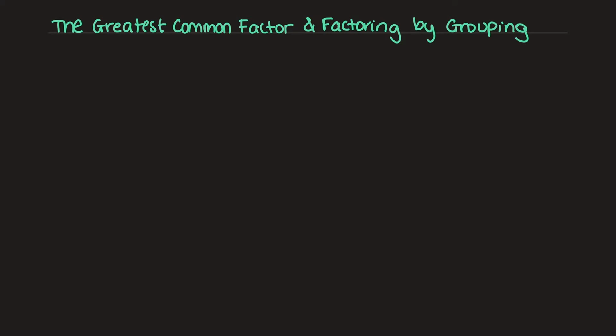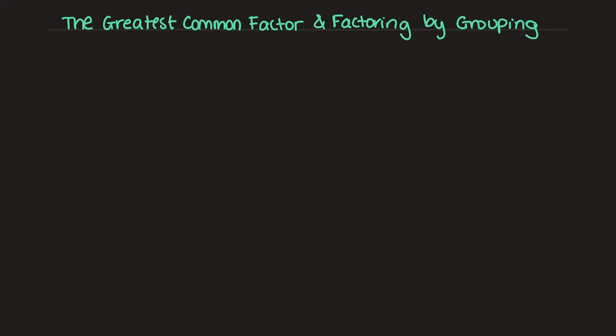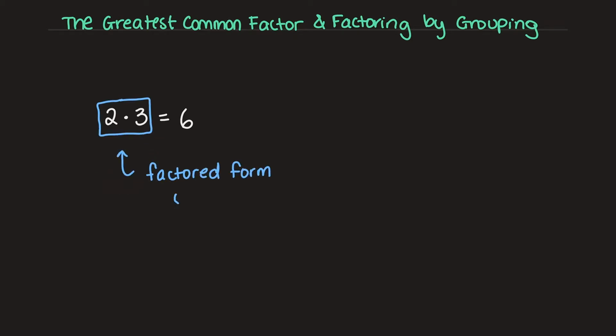Hey guys, in this video we will be talking about the greatest common factor and factoring by grouping. So consider the following product: 2 times 3 equals 6. The numbers 2 and 3 are called factors of 6, and we say that 2 times 3 is a factored form of 6. The same will be true for variables.